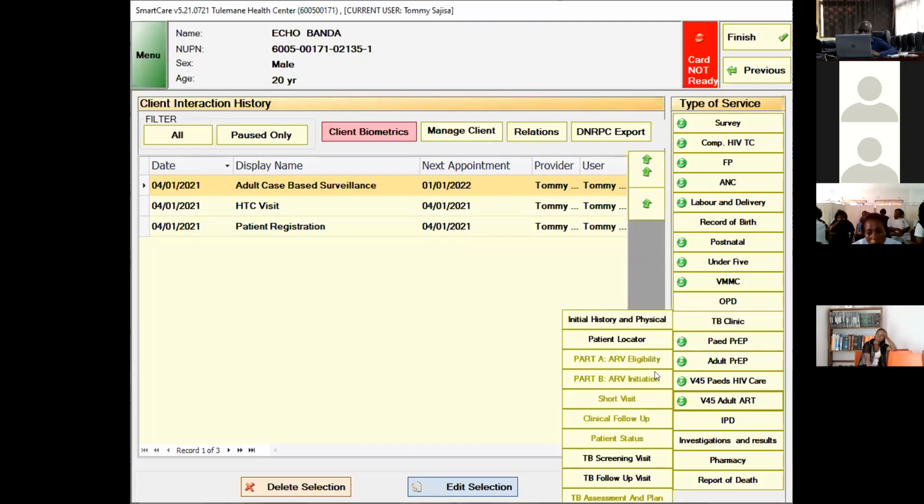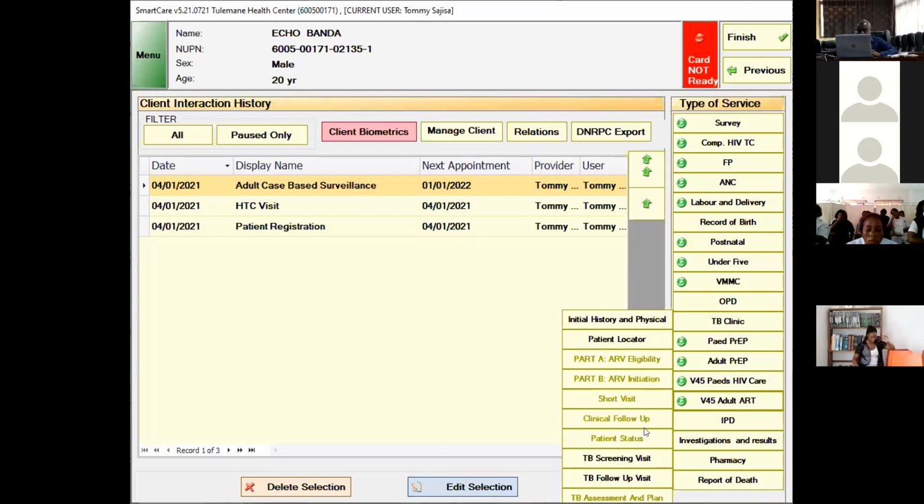Of course, the eligibility and initiation are going to be obsolete very soon, because now everyone is test and treat. So there is no eligibility, there is no initiation. Initiation is going to be done in the IAP. The short visit, again, from what I've heard, might be phased out because of abuse. It has been abused by some providers, such that because it's short, they would rather use the short visit than the clinical follow-up. Okay, I think Dr. Bosco will say more about that one.